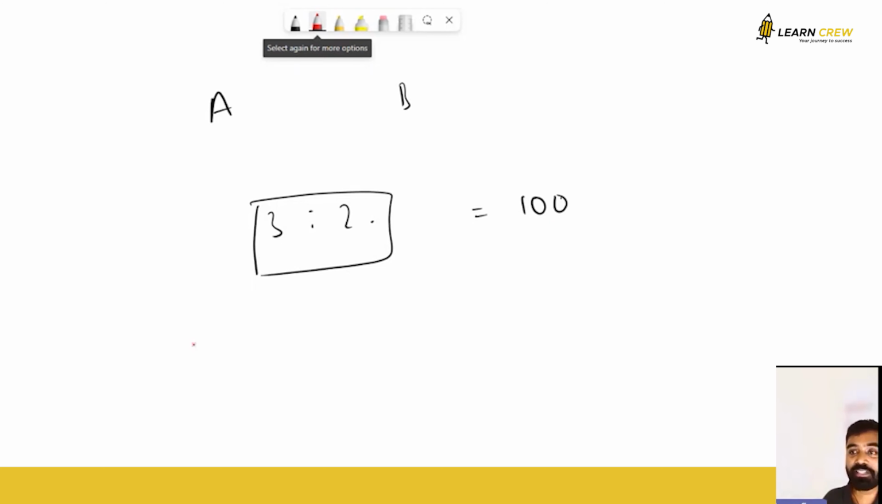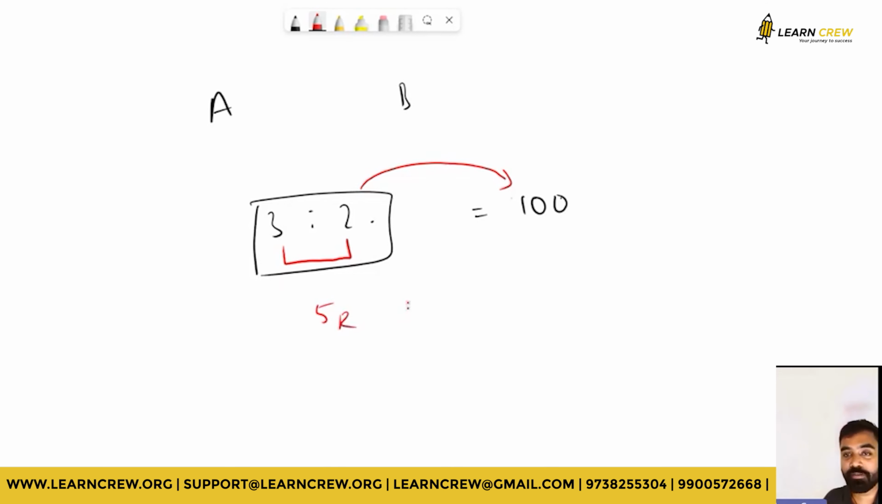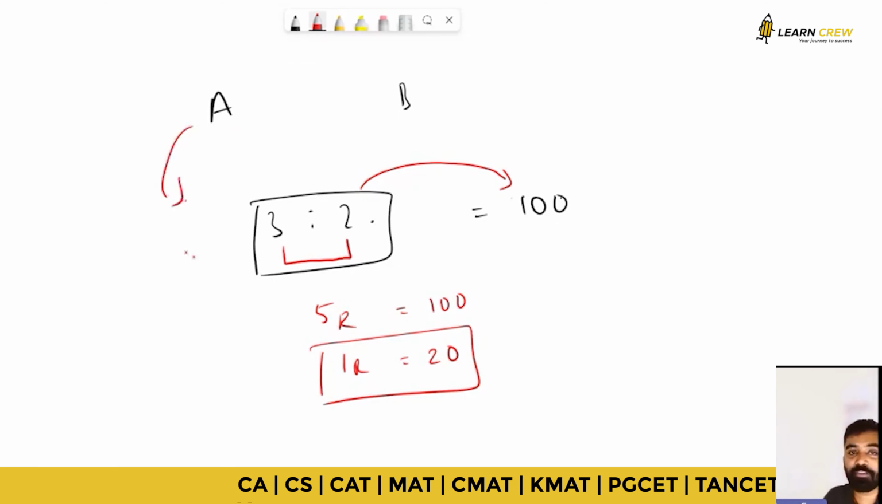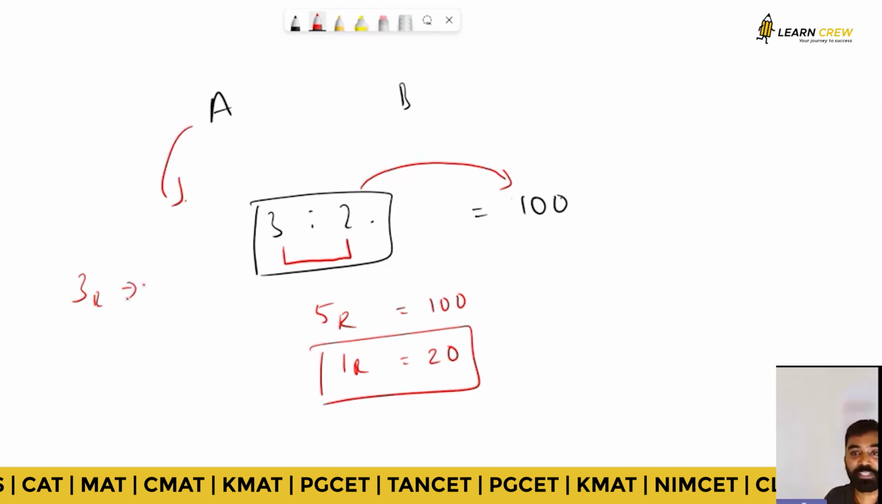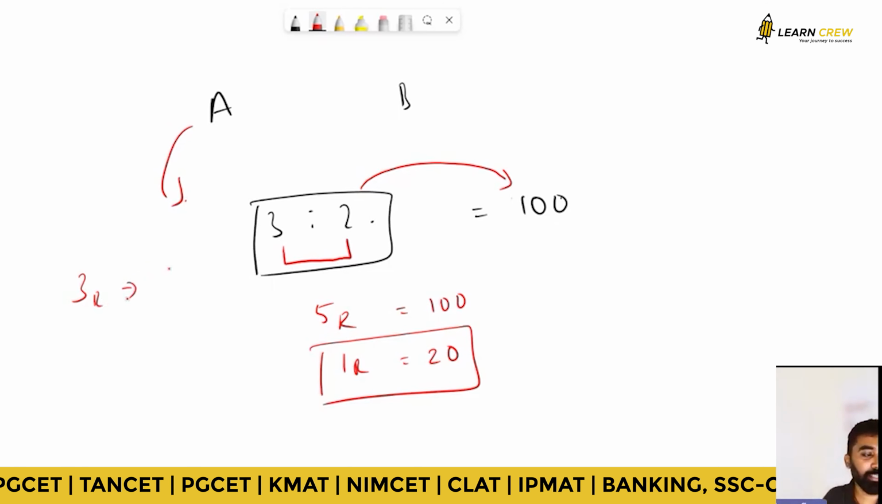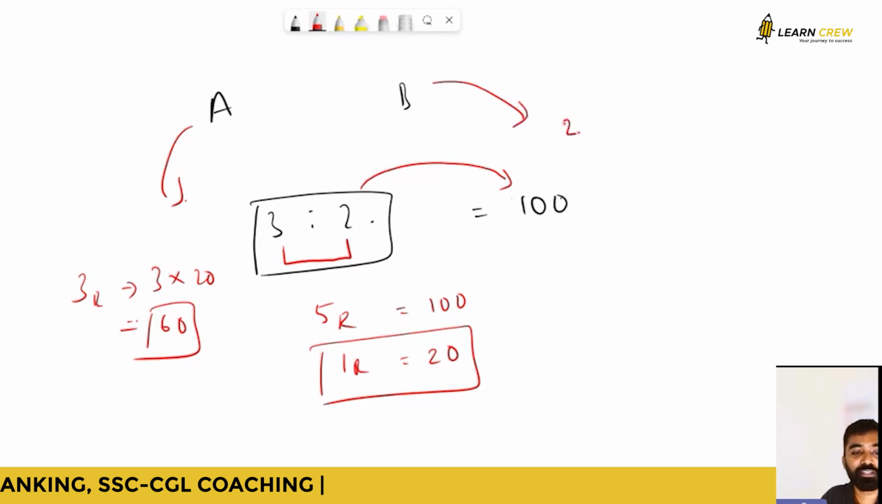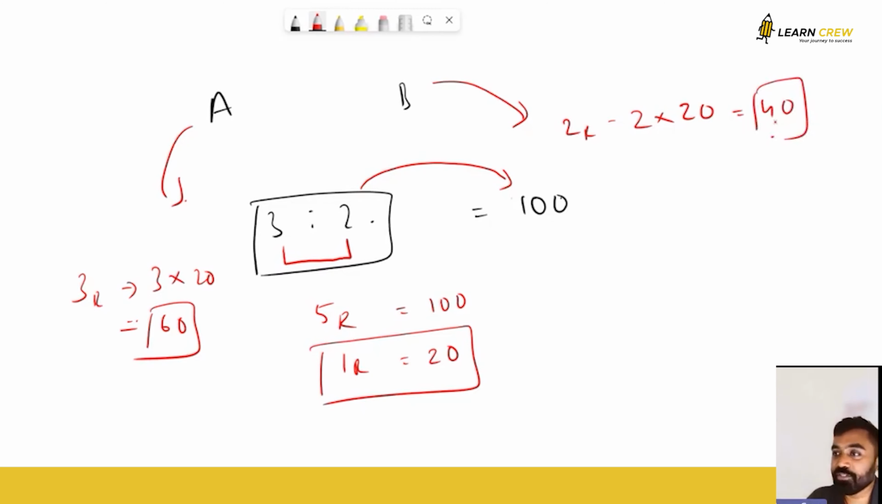The first method using ratios itself is that these two combined give you this value. Yes or no? Yes. So these two combined is nothing but 5 ratio equal to 100. What is a single ratio value? 20. If I want to find A's share, what I should do is take 3 ratio. Single ratio value is 20, so 3 into 20 is nothing but 60. And if you want to find B's share, 2 ratio, 2 into 20 is nothing but 40, right? This becomes your method to find A and B value, or whatever amount they got.